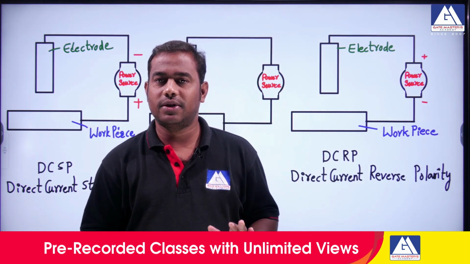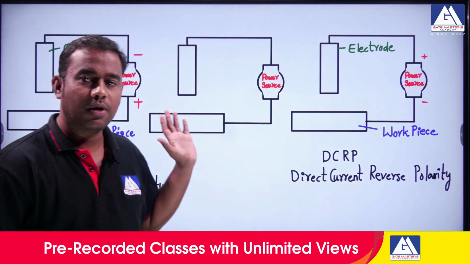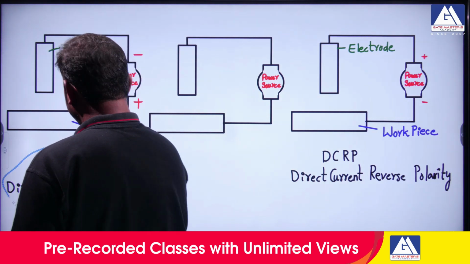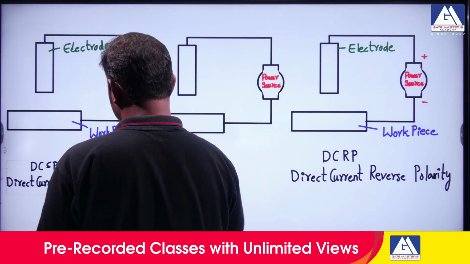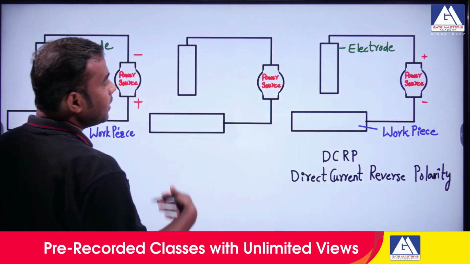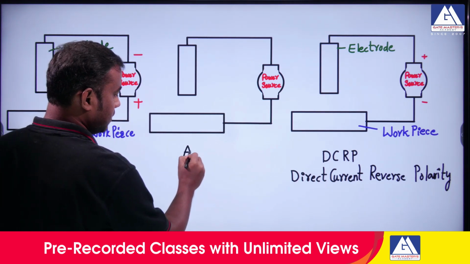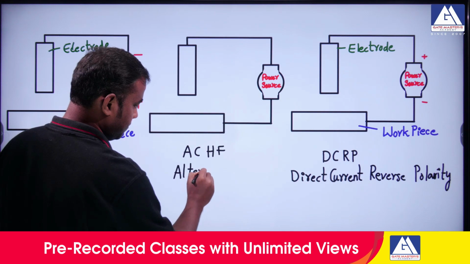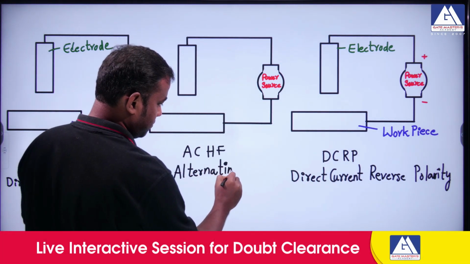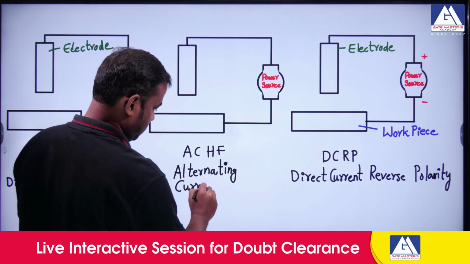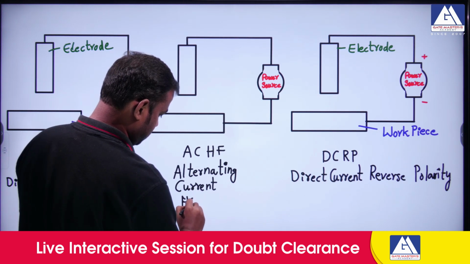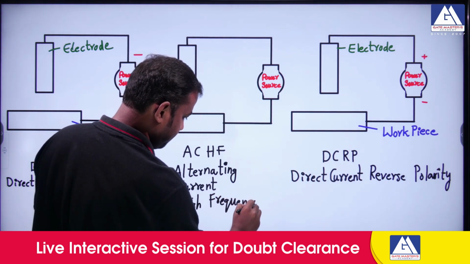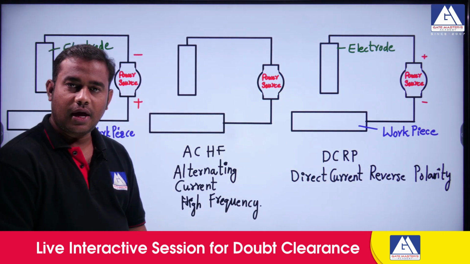We will look at the differences here. But in between direct current straight polarity and direct current reverse polarity, direct current is where we are dealing, but there is another option called alternating current. Alternating current high frequency is also one option.